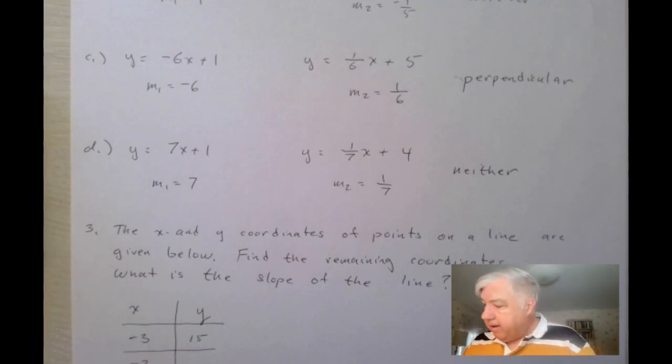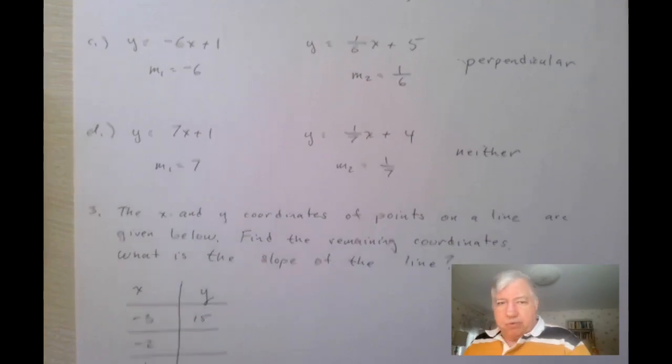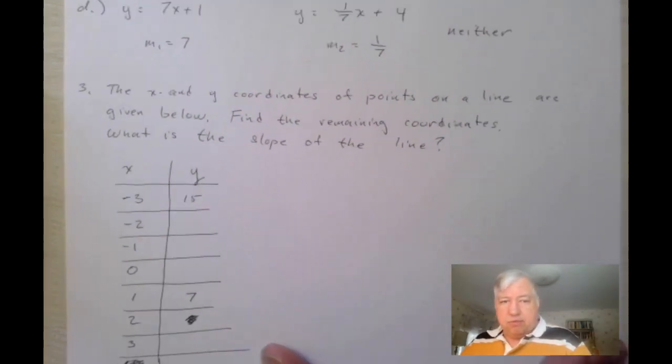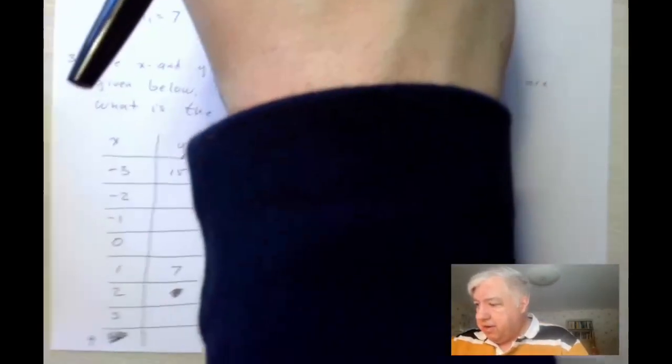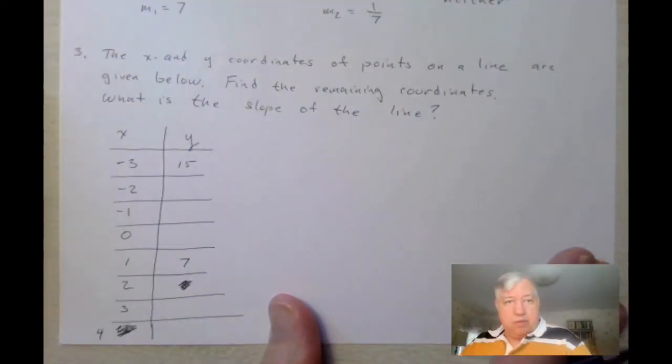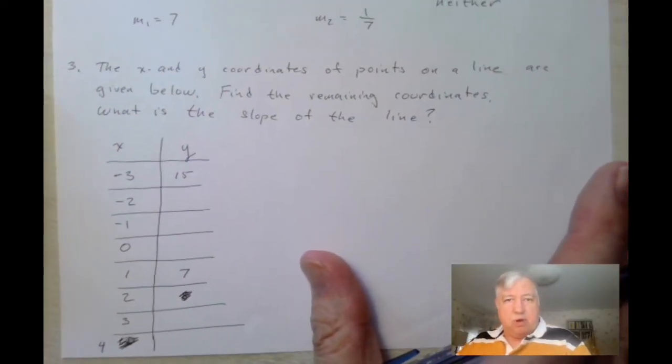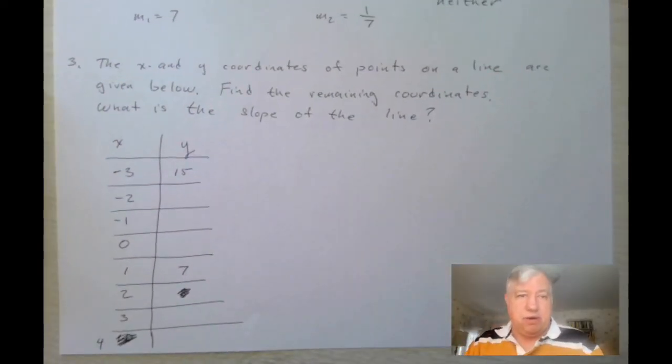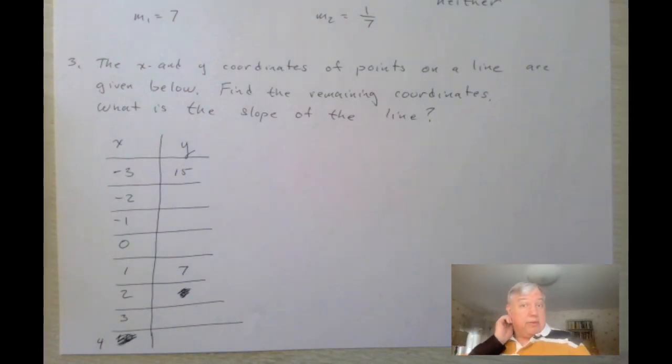Okay. I want to go to a problem like this, number 3. Here, the x and y coordinates of points on a line are given below, and we want to find the remaining coordinates, and in particular, what's the slope of the line.